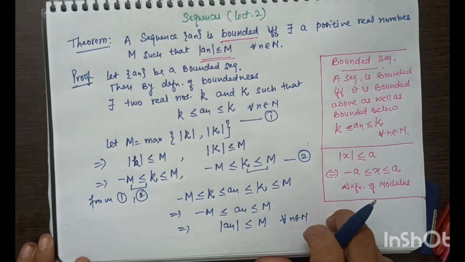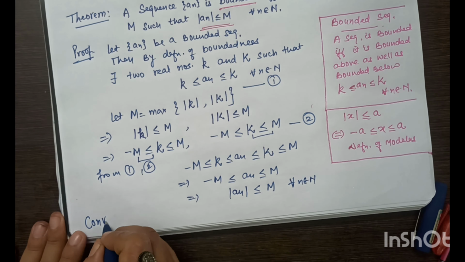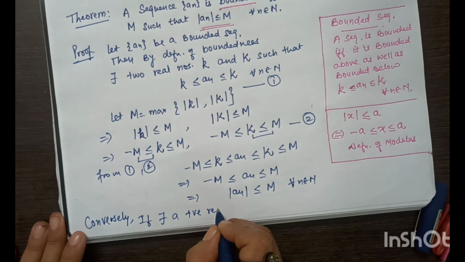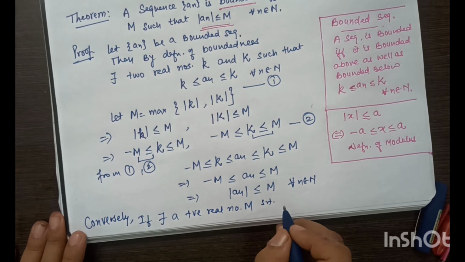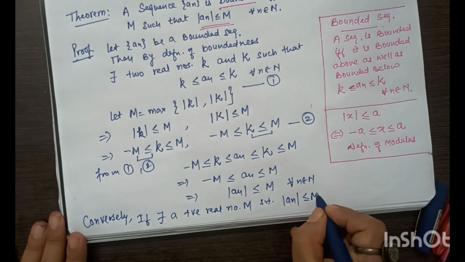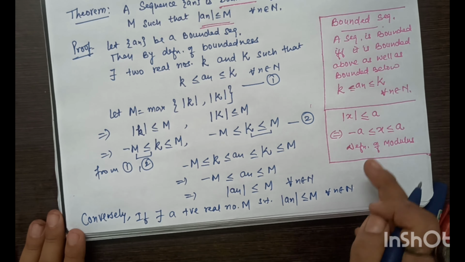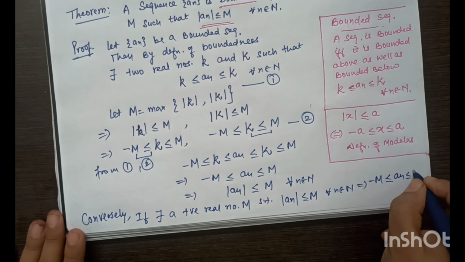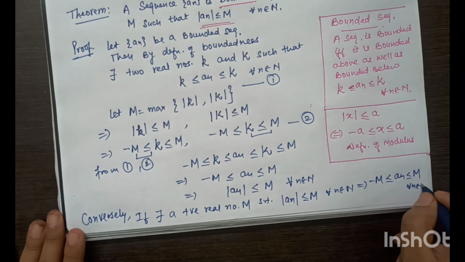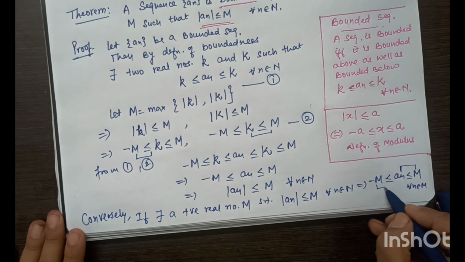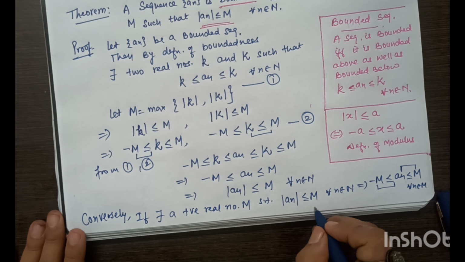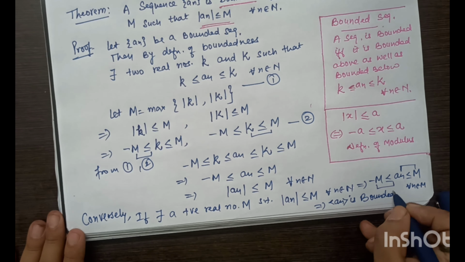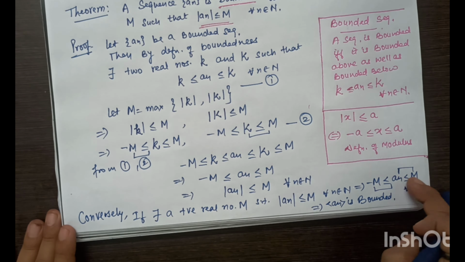Applying the other part conversely. Conversely, we are assuming that such an M exists, a positive real number M, such that |a_n| is less than or equal to M. Then opening the modulus by the definition discussed above, a_n will be lying between −M and M. So capital M will work as the upper bound and −M will work as the lower bound. So the sequence is bounded both ways, hence the sequence is bounded, and this completes the result.